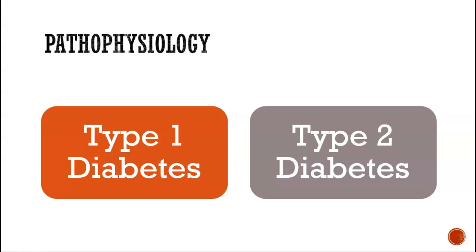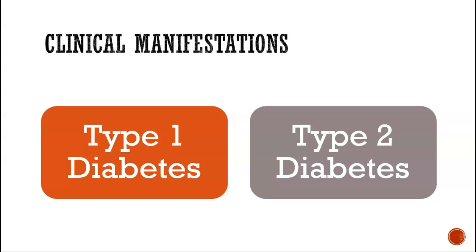As far as the difference in pathophysiology, type 1 diabetes involves pancreatic beta cell destruction that's due to viral infection or autoimmunity, compared to type 2 diabetes, which is more insulin resistance and dysfunctional pancreatic beta cells.